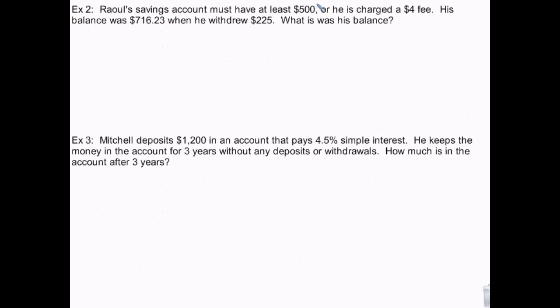His savings account has to have at least $500 or he gets charged a fee. His balance was $716.23, and he withdrew $225, and we want to know what his new balance is. So we had $716.23, and then he took out $225, which put him below $500. So now he gets a fee. And that means his new balance is $487.23.